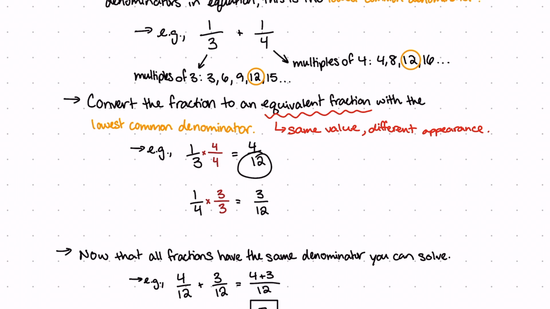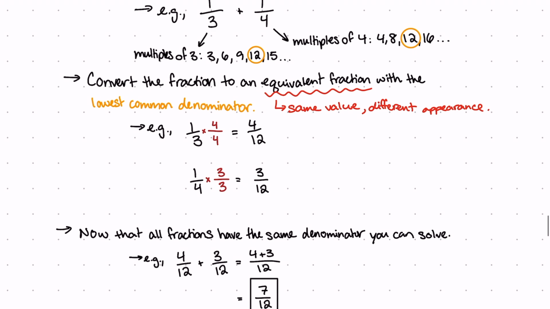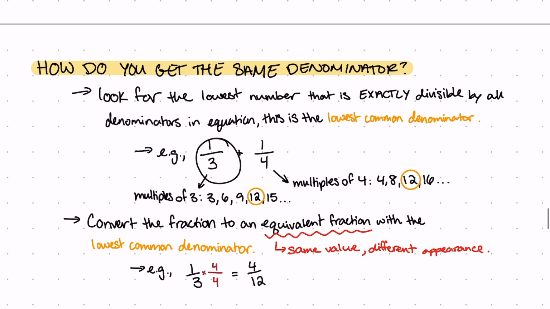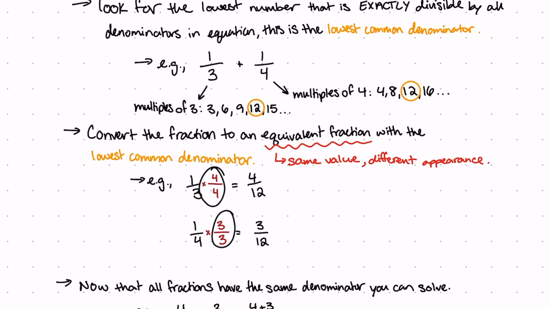Now you can see that we have 12 in the denominator for both of our fractions, and that's going to make them easier to add together. Because once they have the same denominator, all you have to do to solve is add the two numbers in the numerator together. And then that would give you your final answer down below. So just remember, when you're converting these fractions into an equivalent fraction, all you're doing is multiplying by 1. And that is changing the appearance of the fraction without changing the value.